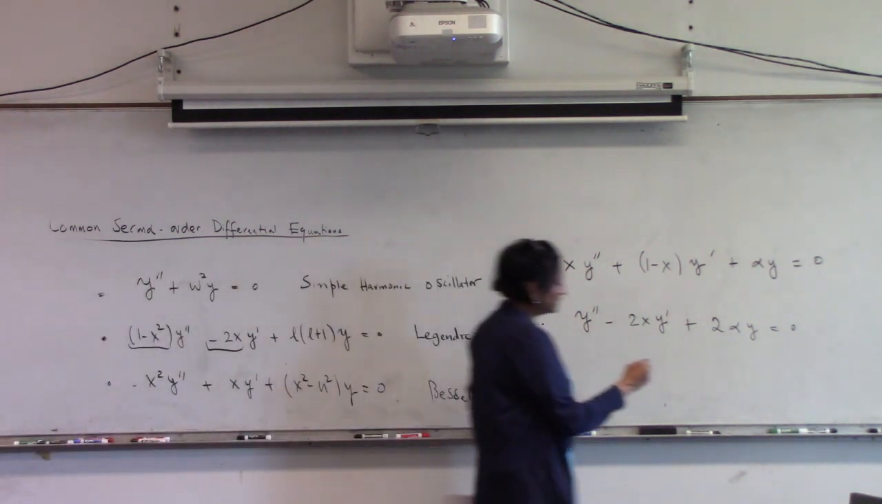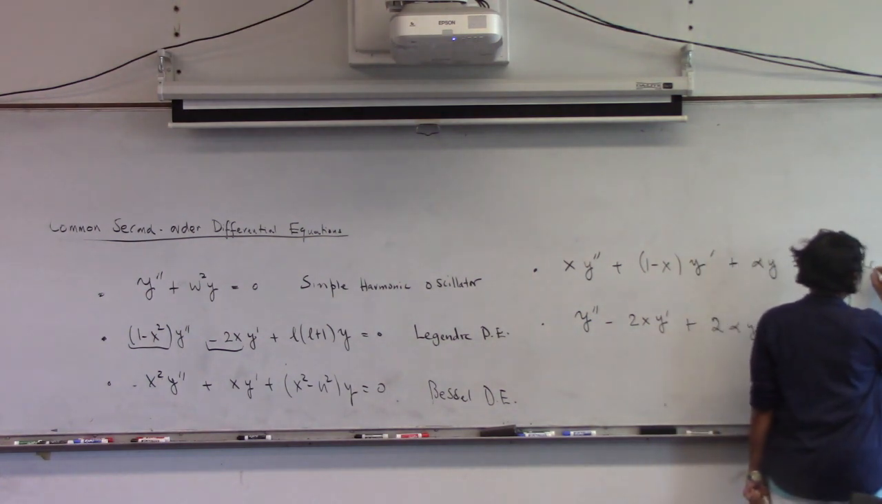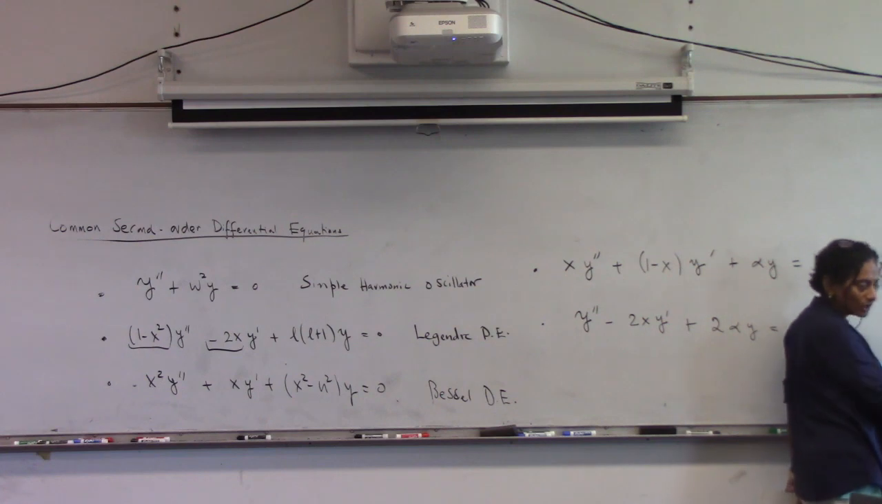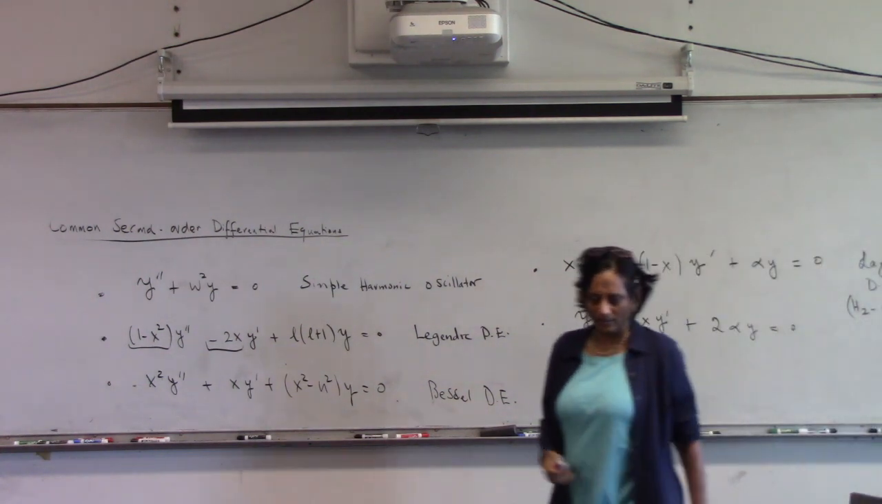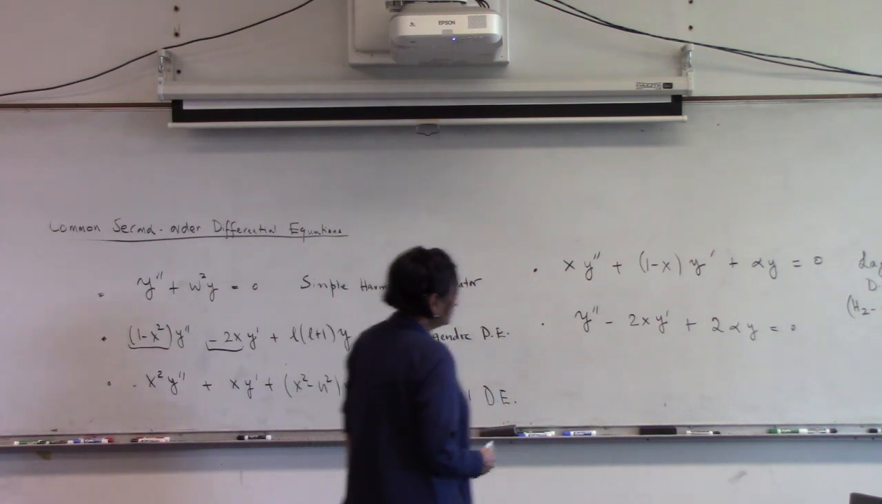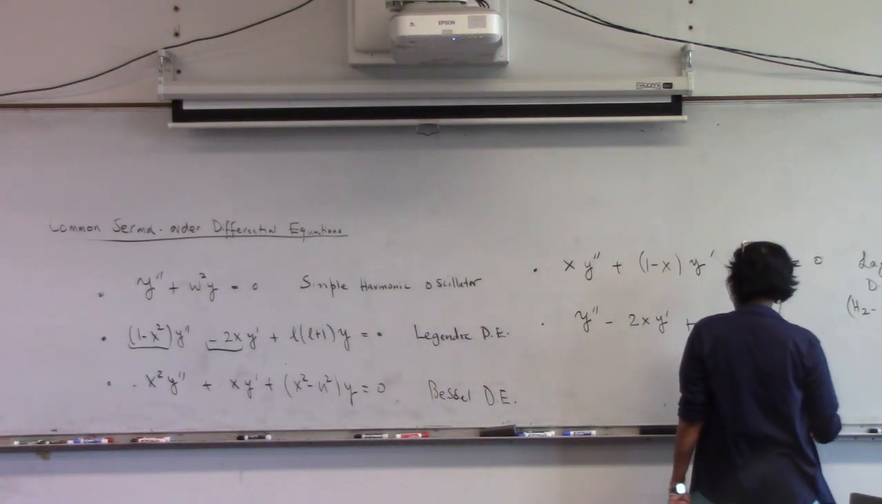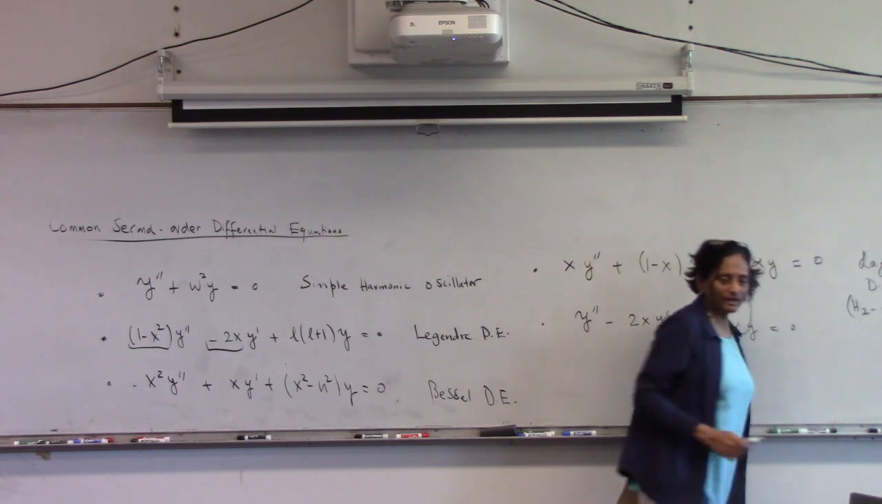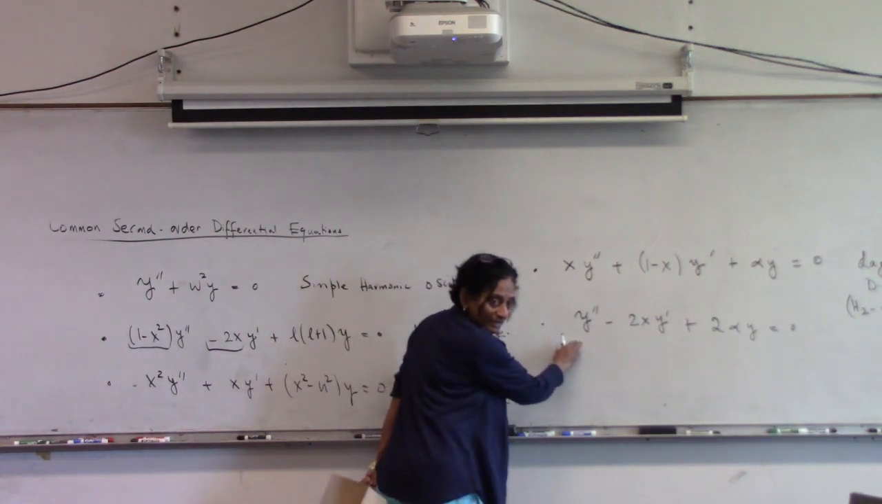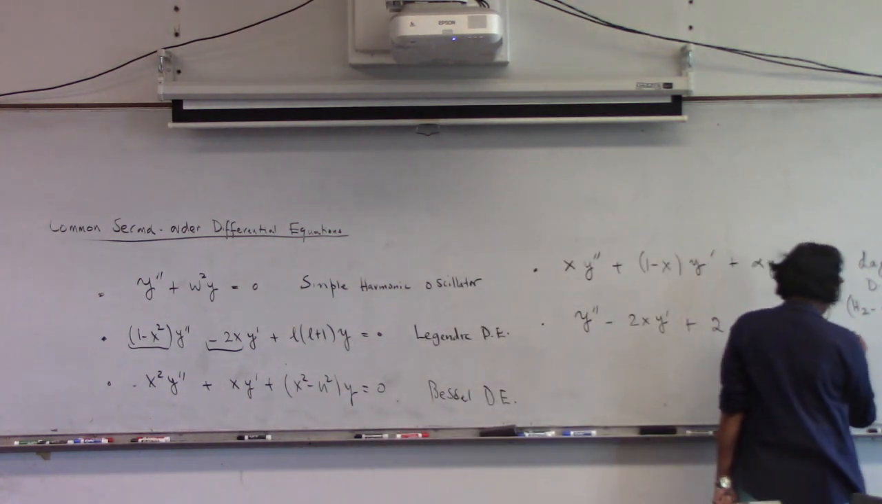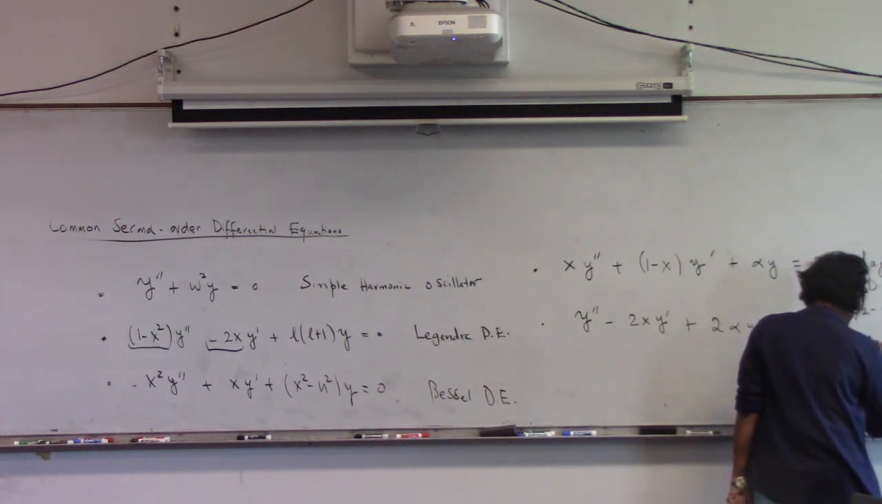This is Laguerre differential equation, some version of which, associated Laguerre, will come in the hydrogen atom problem when you solve it. So it's called Laguerre differential equation. You'll see it in quantum mechanics. This is a quantum mechanical oscillator. This is a classical oscillator. This is a quantum mechanical oscillator. So this is also something you've come across in quantum mechanics.